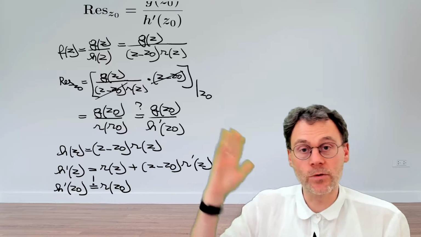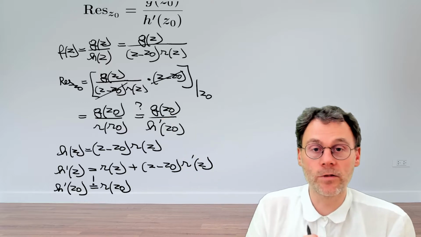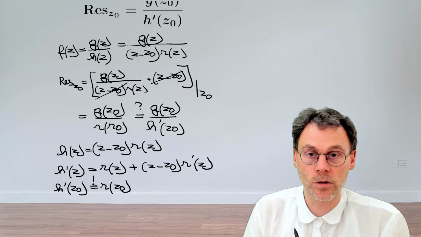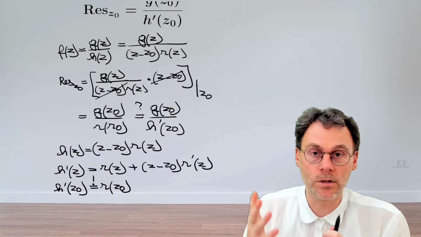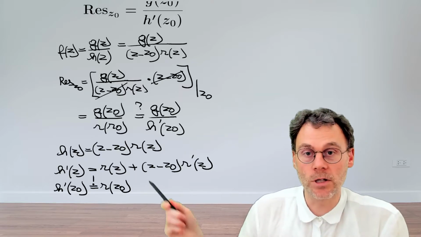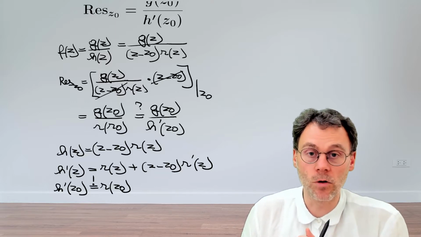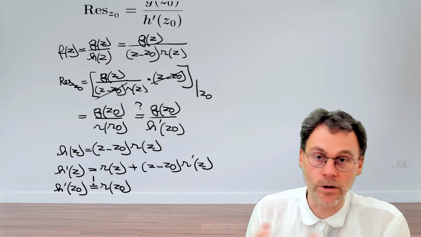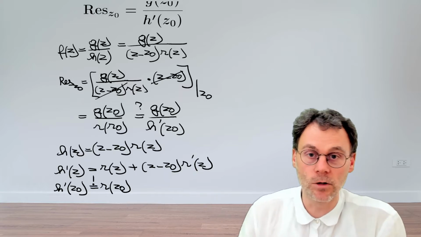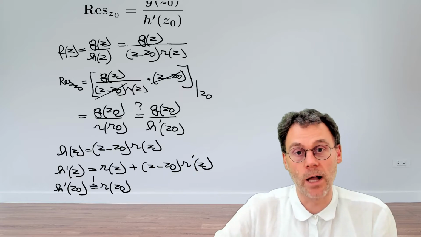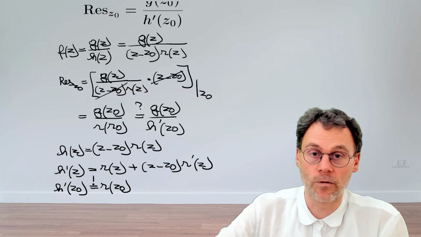Personally, I prefer this recipe to calculate the residue of single poles, because otherwise you will need to explicitly factor out this z minus z0. Here, just taking a derivative of the denominator is typically much faster. So if you like to be lazy / efficient like me, I would suggest that you use this particular formula to calculate the residues of single poles.